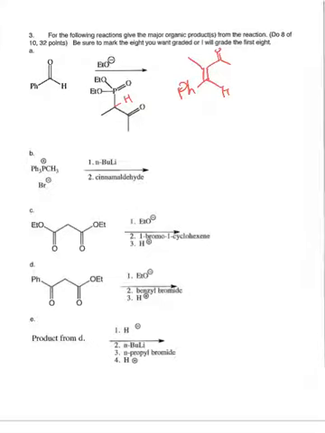Here we have a regular Wittig. Cinnamaldehyde is just this with the carbonyl there. That's cinnamaldehyde, but when we do a Wittig on it, we lose the carbon-oxygen double bond and replace it with a carbon-carbon double bond, so the product would look like that.